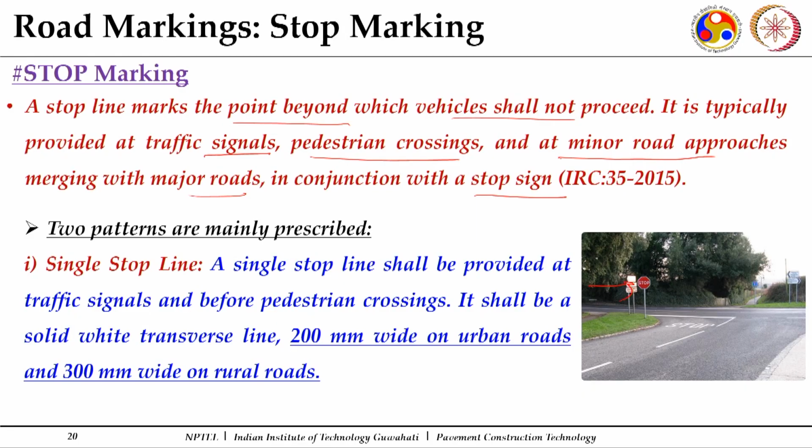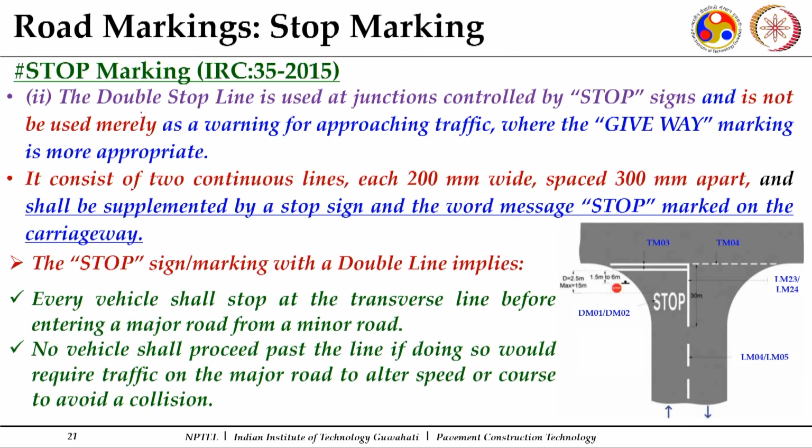There are two specific patterns of stop markings. One is the single stop line. A single stop line shall be provided at traffic signals and before pedestrian crossings. It shall be a solid wide transverse line, usually 200 mm wide on urban roads and 300 mm wide on rural roads, because you have higher speeds there. This is when it is a single one. Then the double stop line is used at junctions controlled by stop signs. There it means that the traffic has to stop, and it is not used merely as a warning.